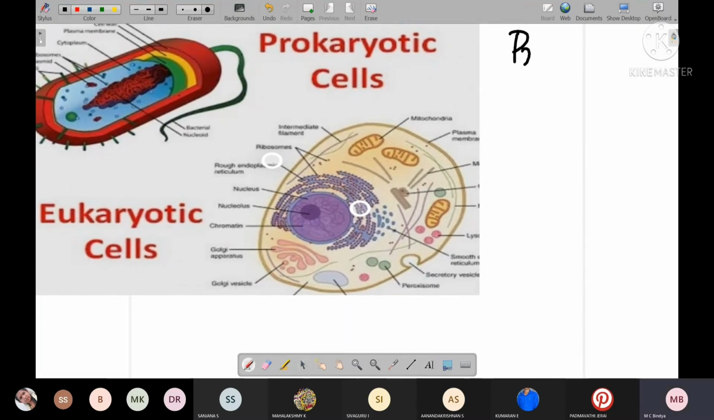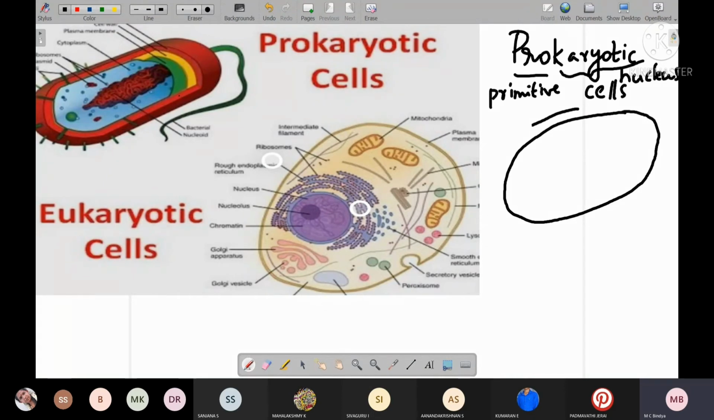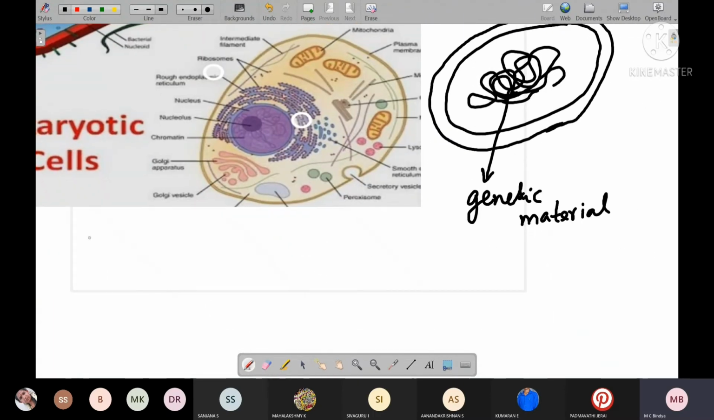We'll write this down. Prokaryotic cell, next heading. Prokaryotic cells: in that, pro means primitive, primitive means old. And the meaning of karyon is nucleus. So those who have a primitive nucleus are called prokaryotic cells. Now this is the bacteria. If this is the bacterial cell, they have a cell wall, they have a cell membrane, everything is there. But they don't have a nuclear membrane. See the genetic material? This is the genetic material, thread-like. But the genetic material does not have a nuclear membrane. So a prokaryotic cell has no nuclear membrane. Write it down. They have no nuclear membrane.